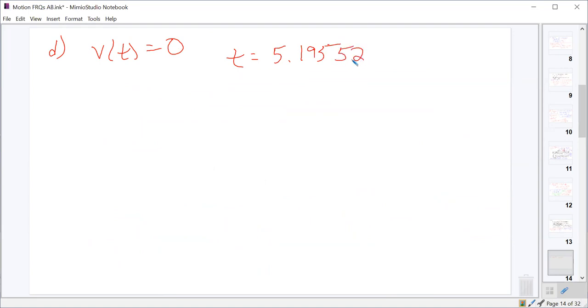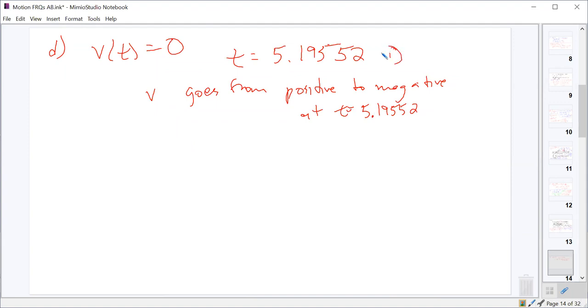And we would note that it changes from, I believe it's from positive to negative. But if you're looking at the graph, you can just see that v is above the x-axis and then below the x-axis. So that's the one place, 1 point for that.